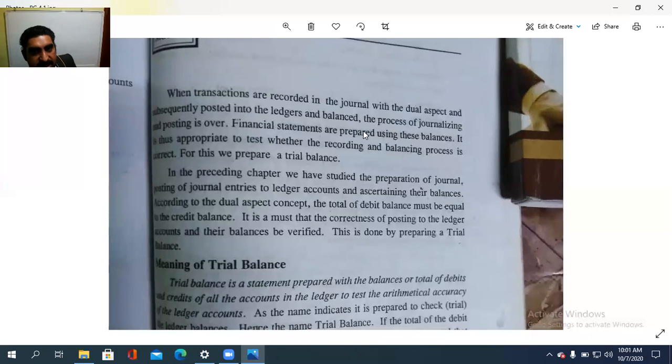When the transactions are recorded in the journal with the dual aspect and subsequently posted into the ledgers and balanced, the process of journalizing and the posting is over, isn't it? Dual aspect concept, rather, whether there is a debit aspect, there will be a corresponding credit. So journal with the dual aspect and subsequently posted into the ledger and balanced.